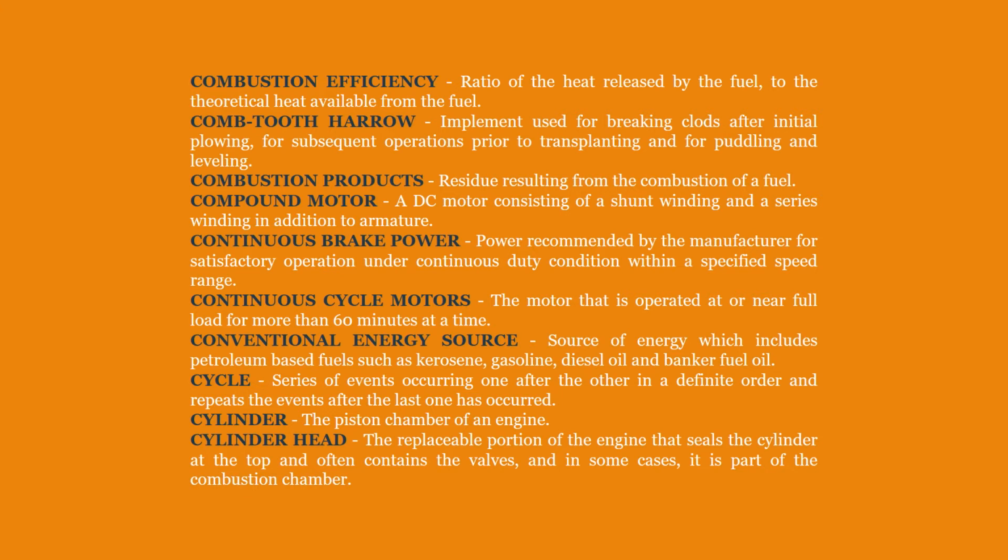Continuous cycle motors: the motor that is operated at or near full load for more than 60 minutes at a time. Conventional energy source: source of energy which includes petroleum-based fuels such as kerosene, gasoline, diesel oil and bunker fuel oil. Cycle: series of events occurring one after the other in a definite order and repeats the events after the last one has occurred. Cylinder: the piston chamber of an engine.